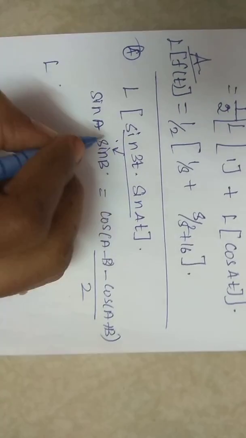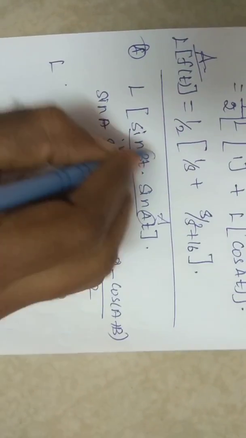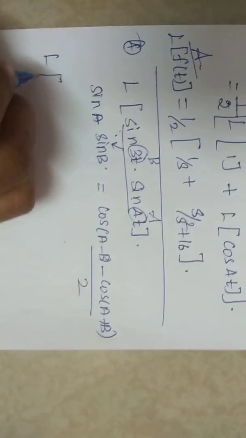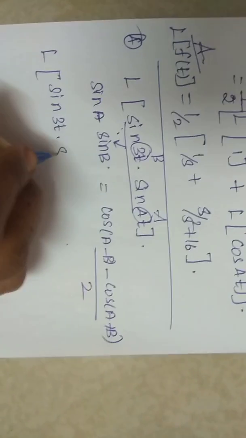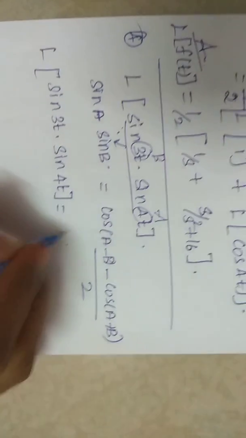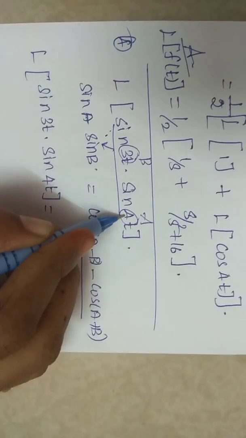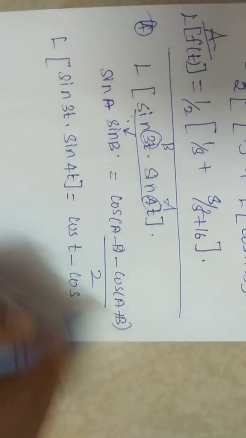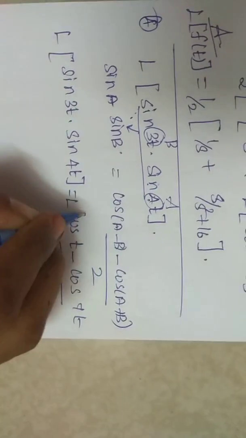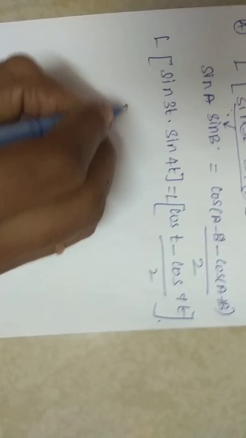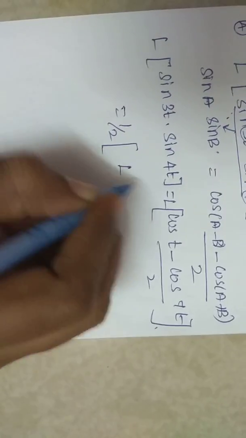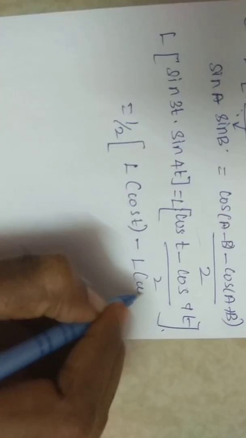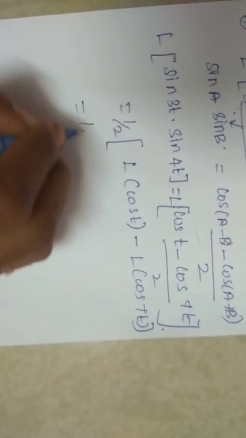So L of, I take this as A, this as B. Now this is of the form sin A sin B. So L of sin 3t sin 4t can be written as cos, here I take A as 4t, so 4t minus 3t, that is t, minus cos(4t plus 3t), that is 7t, divided by 2. Apply the Laplace transform. So 1 by 2 is constant, we can take it outside. First one, L of cos t minus L of cos 7t, that is equal to 1 by 2.